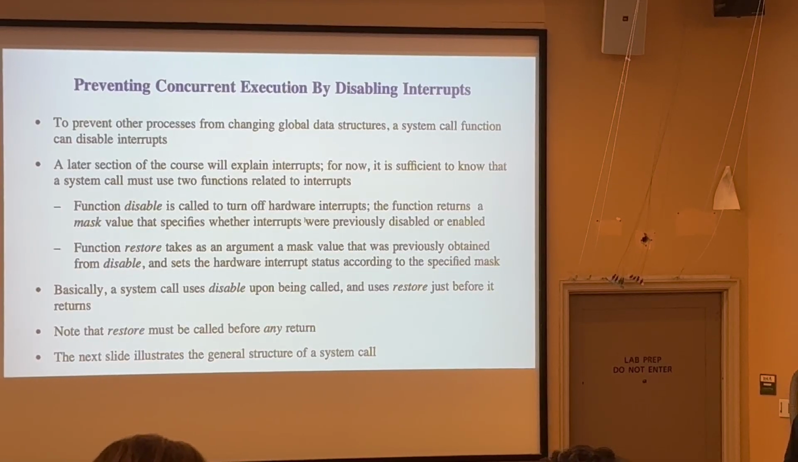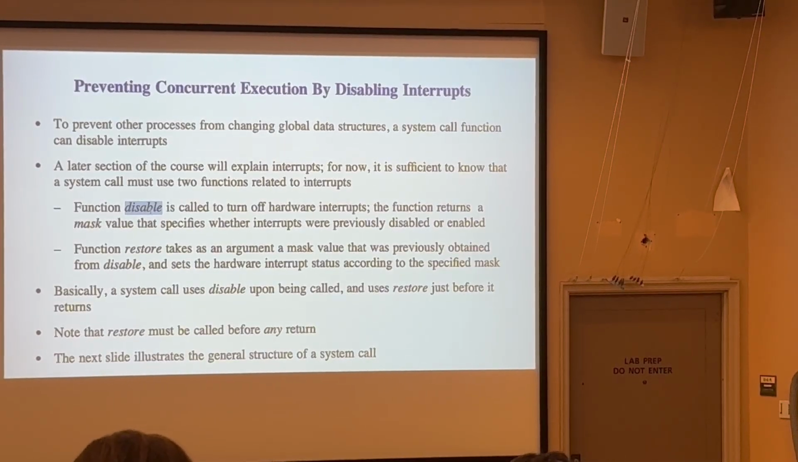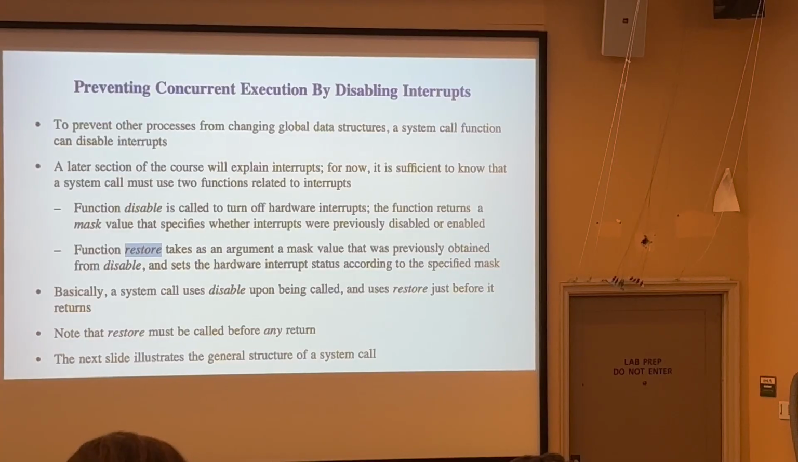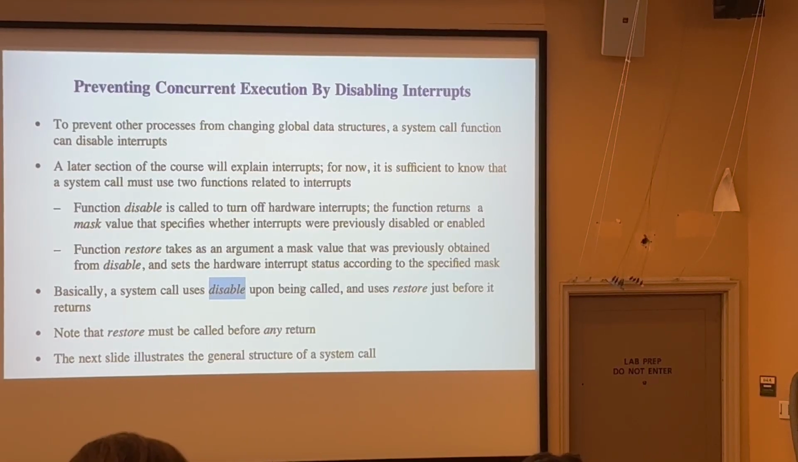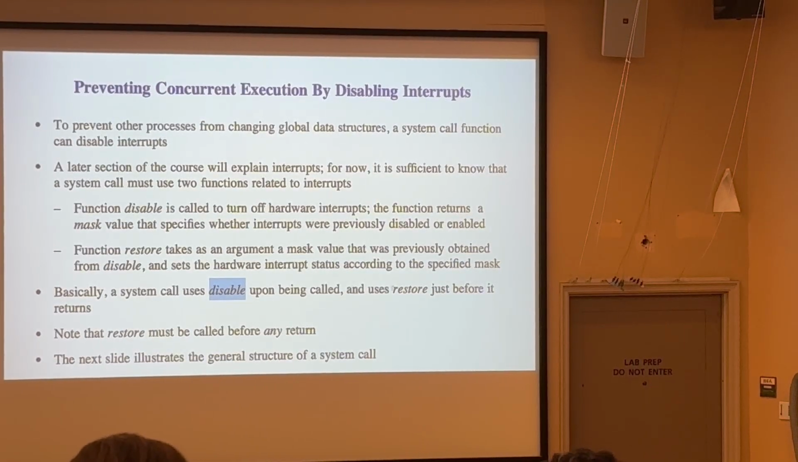So the disable function does not simply disable the hardware interrupt, it also returns the old value of the interrupt flag. And restore sets the flag back to the old interrupt flag from before you disabled it. So a system call usually uses disable at the beginning when it's called, and uses restore just before it returns.